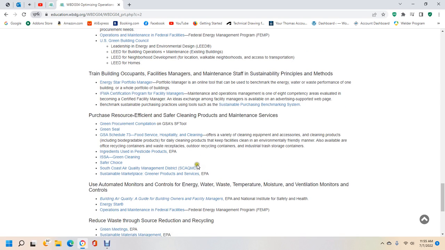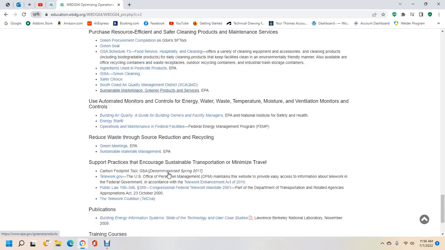Purchase resource efficient, safe cleaning products for maintenance: green procurement compilation, Green Seal, GSA Schedule 73 food service, hospital cleaning ingredients used with pesticide products. EPA, ISSA, Green Cleaning, Safer Choices, South Coast Air Quality Management District, Sustainable Marketplace, Greener Product Services. Use automated monitors and controls for energy, wastewater, temperature, moisture, ventilation, and building air quality, a guide for the building owner and facility management.